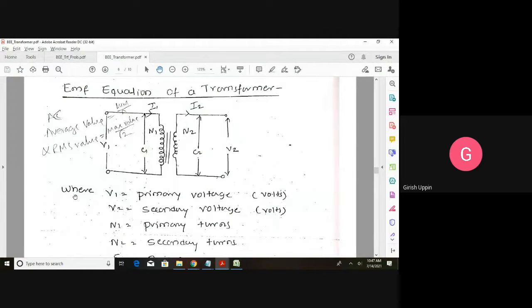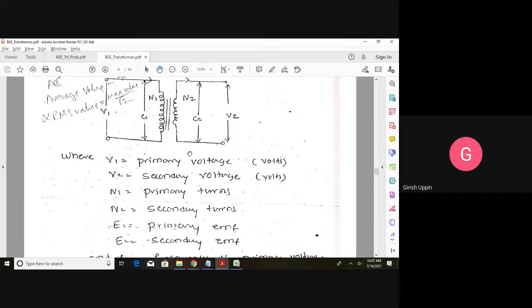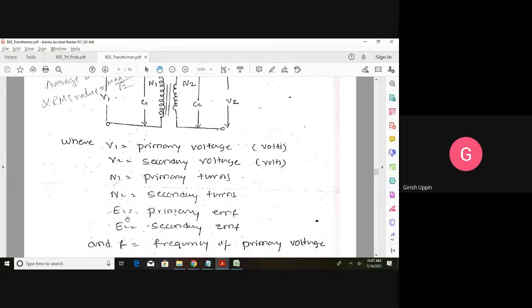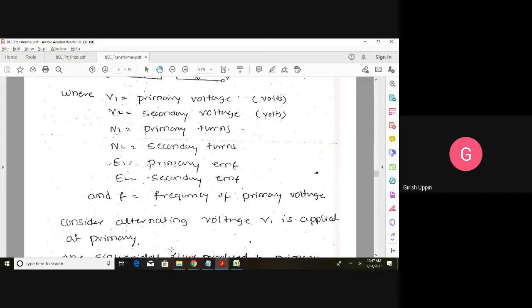So you will specify what these notations are. V1 is the primary terminal voltage or the primary voltage. V2 is the secondary voltage or the secondary terminal voltage. N1 is the primary turns, N2 the secondary turns, E1 the primary EMF, E2 the secondary EMF, and f is what? The frequency of the supply voltage or frequency of the primary voltage.